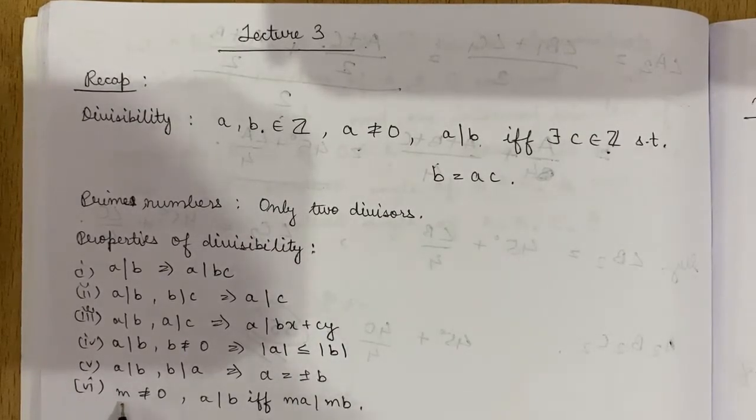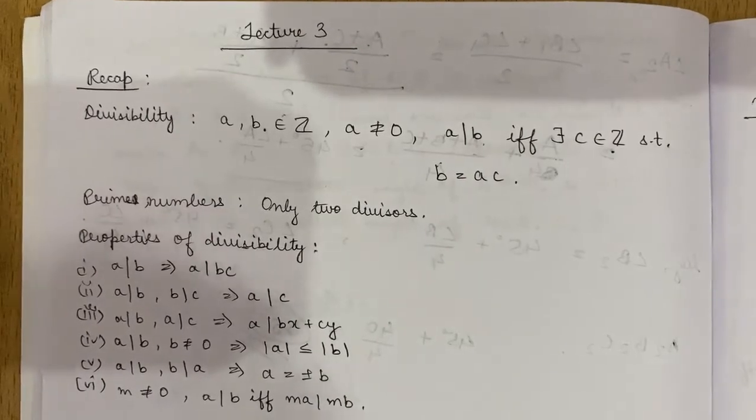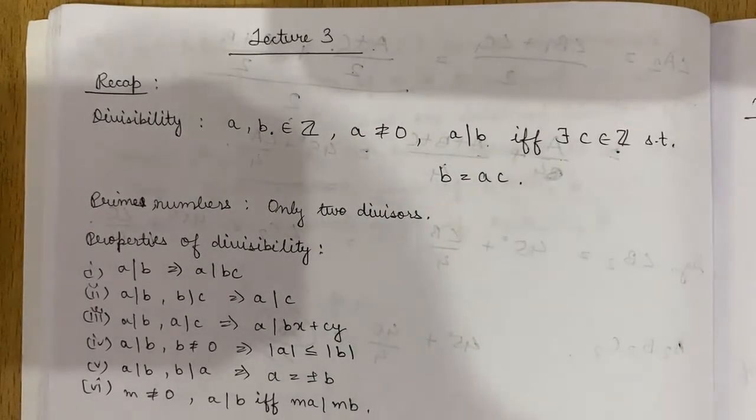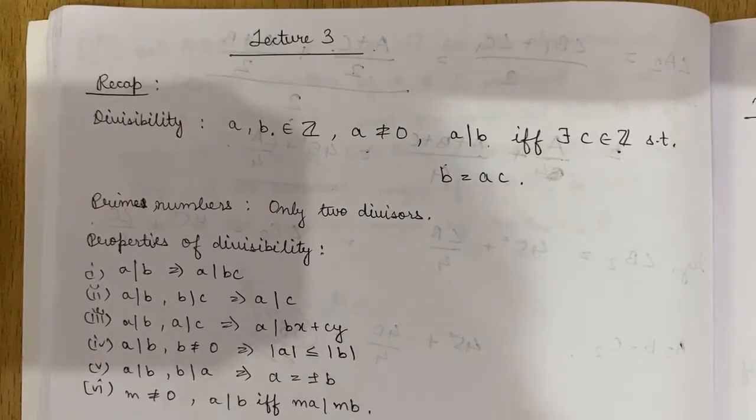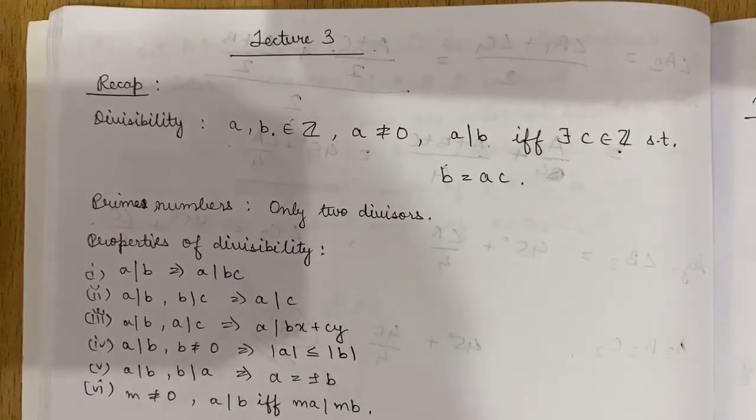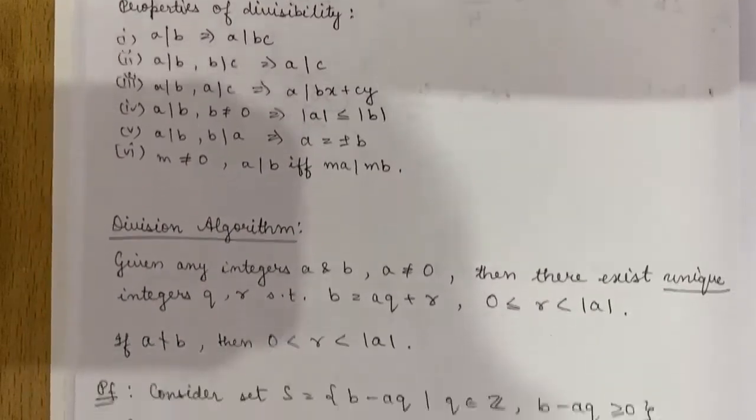And if m is not equal to 0, then a divides b if and only if m divides ab. So we can cancel out a non-zero number from the two sides of the divisibility sign. So yeah, that's the recap. In this lecture we will study the division algorithm and the definition and properties of the greatest common divisor. This is a very important lecture. Let's just begin now.